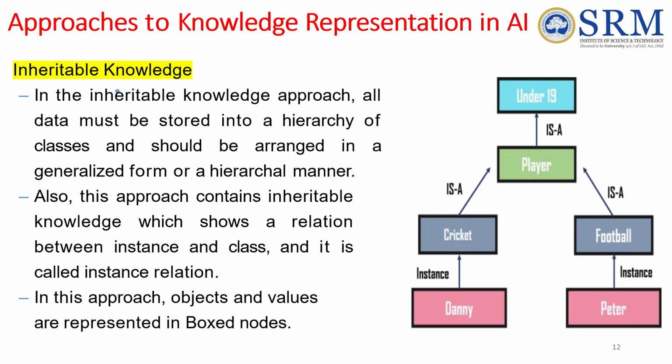The child class is derived from the parent class and automatically receives the properties of the parent class. For example, an animal can move and needs food. A bird has wings, and that applies to a sparrow. In boxed node representation, objects are represented as box nodes, and the connections between the boxes show the relationships.